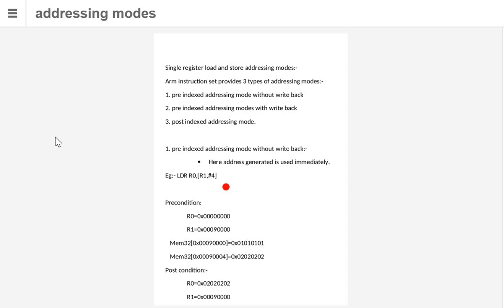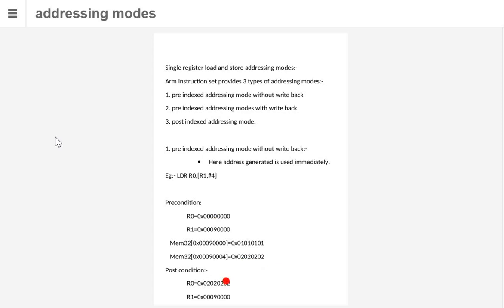This offset value can be given directly like #4, or it can be given in some register also. I can give it in any way I want. Here I have given the offset value directly as #4, right? I have also given a precondition: initially R0 has 0 and R1 is pointing to some value, 0x00009000. This is the initial condition I have set.